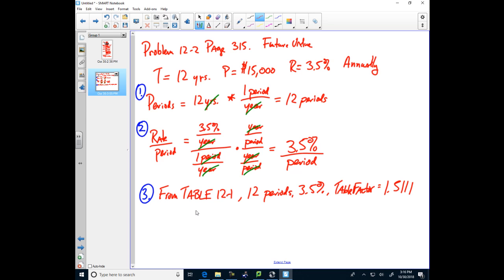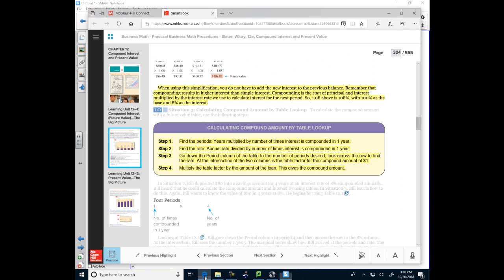All right. Now we got all the information we need. Go back to step 4. Multiply the table factor by the amount of the loan. This gives the compound amount. Now they call this a loan. This also works for putting money in the bank. I don't know why they put loan here. I would have used a more generic term.